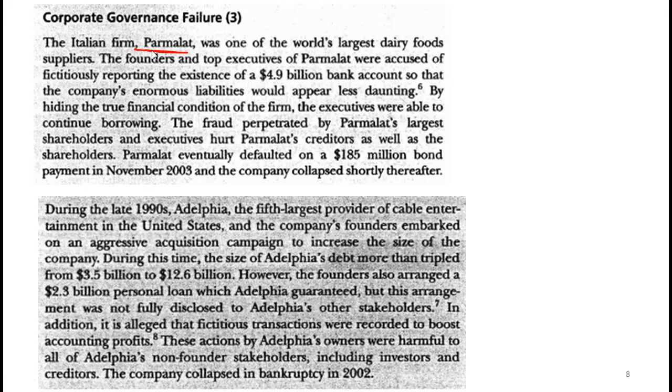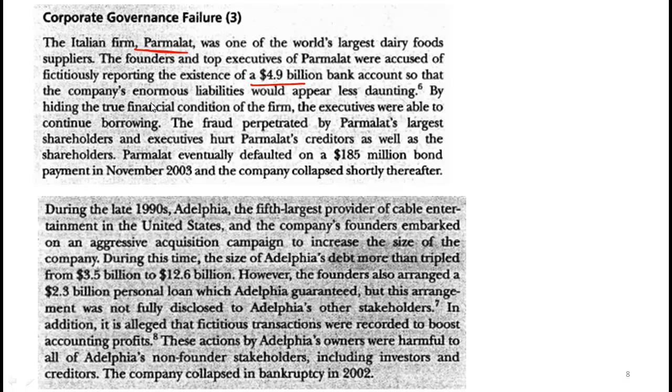This was another company that was one of my case studies in business school. An Italian firm, Parmalat, was one of the world's largest dairy food suppliers. This is an Italian company, and you'd be amazed at the number of similarities between Italians and Pakistanis. The founder and top executive of Parmalat were accused of fictitiously reporting the existence of a 4.9 billion bank account so that the company's enormous liabilities would appear less daunting. So they showed higher assets so that compared to the assets, even high liabilities would look small.